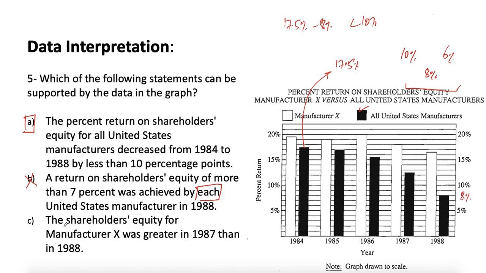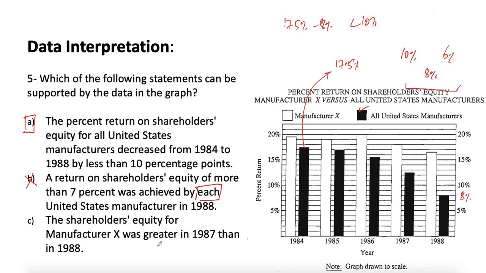Now let's see the last one, and this is the most common option which is getting wrong by most of the students, and that is: the shareholder equity for manufacturer X was greater in 1987 than 1988. So there is an issue in this.